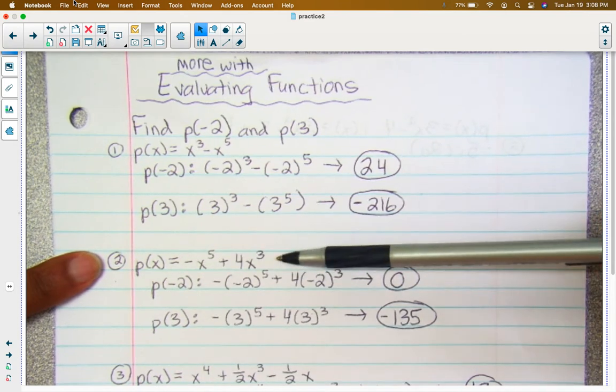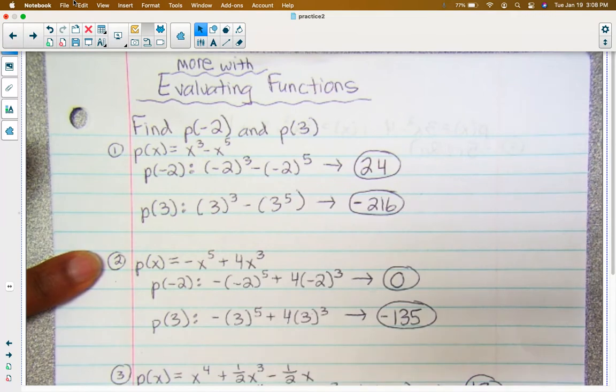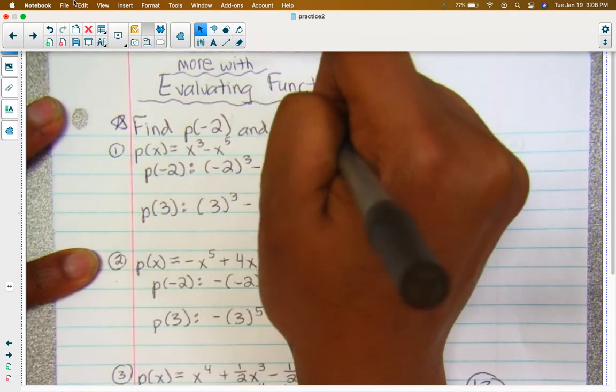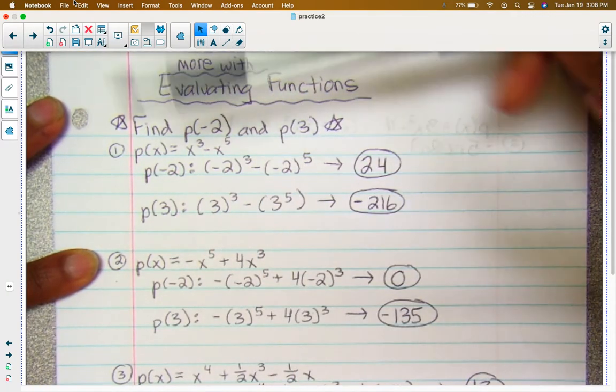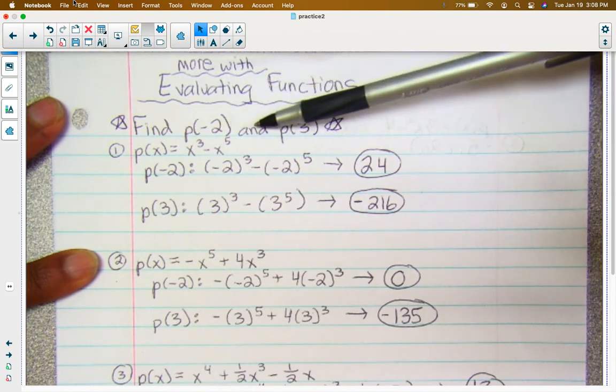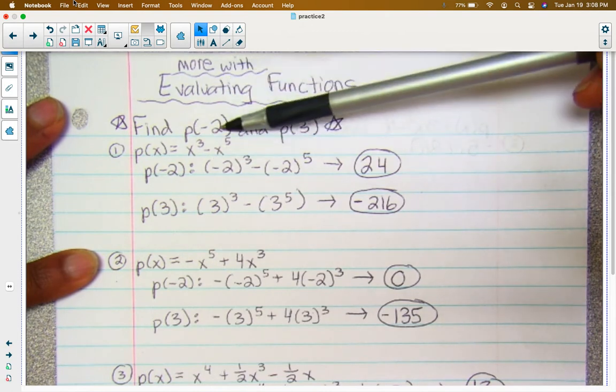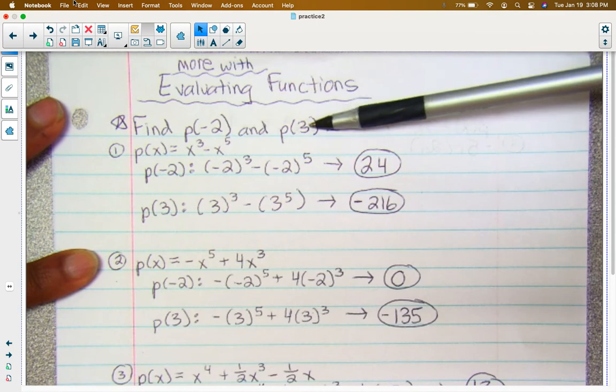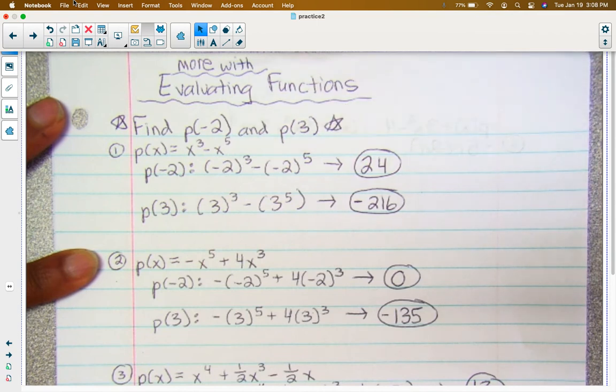This is the function that we're using. The directions ask us, let me put a little star note here. These are the directions. Find p of -2 and p of 3. So we're going to plug in -2 and we're going to plug in +3 and get two different numbers.